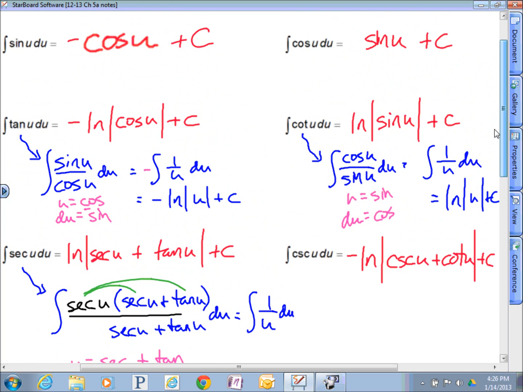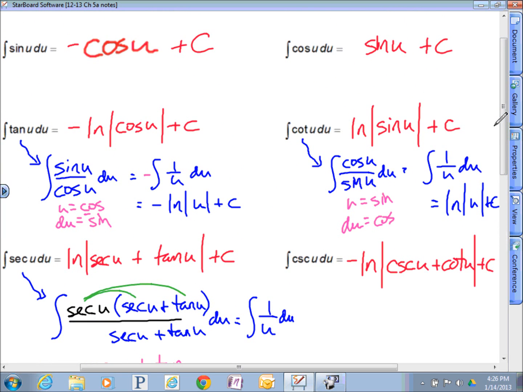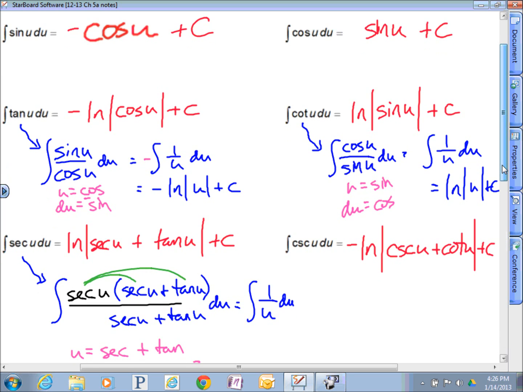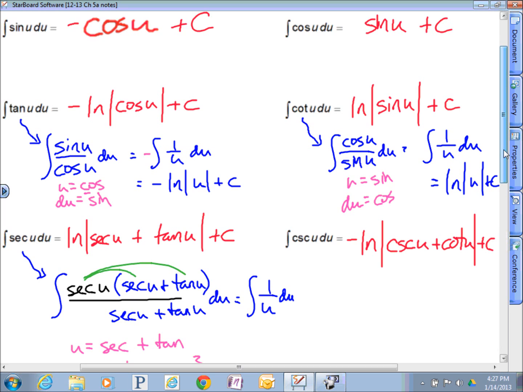So there's your 6 trig antiderivatives. The top 2 you should already have. The middle 2 you can figure out. The bottom 2, the best advice I have for you is you might want to just memorize those. And if you're looking for a pattern, secants always go with tangents. Cosecants always go with cotangents as we're trying to work our way through.